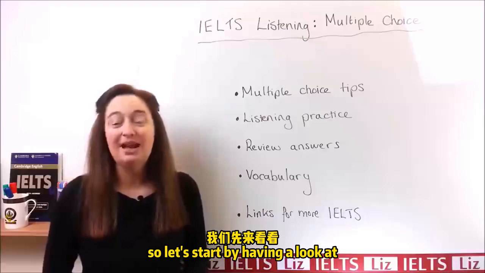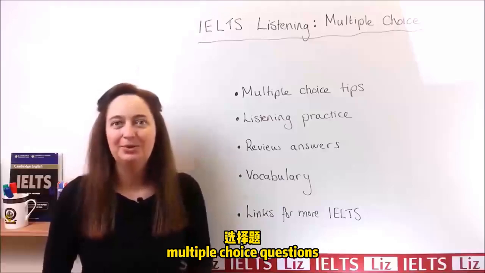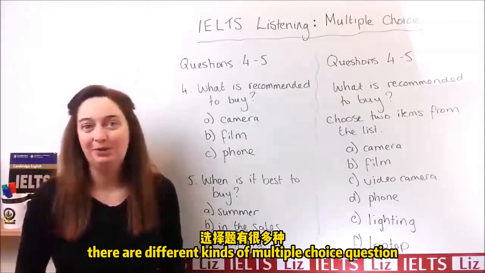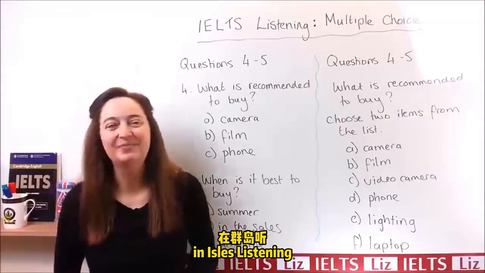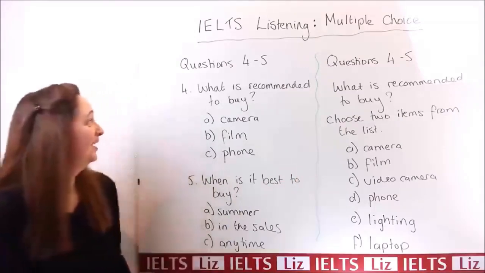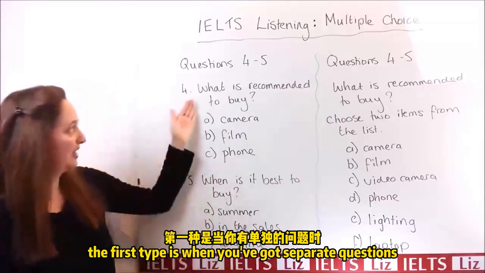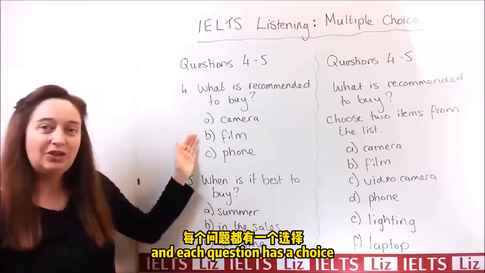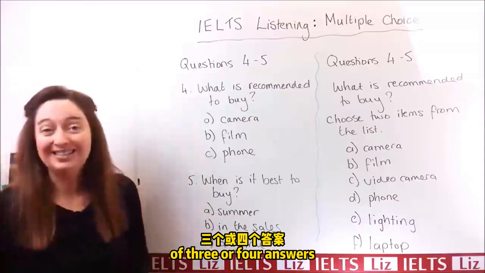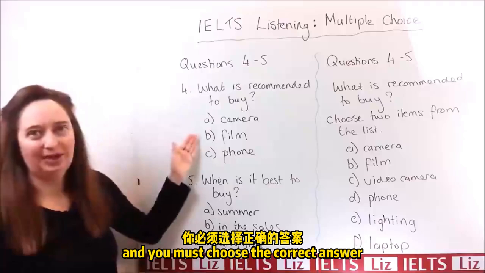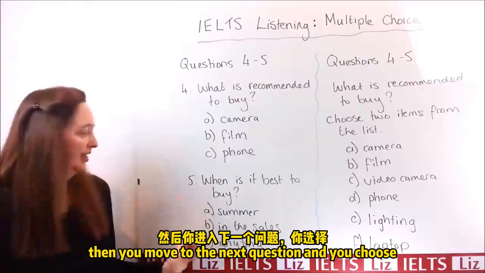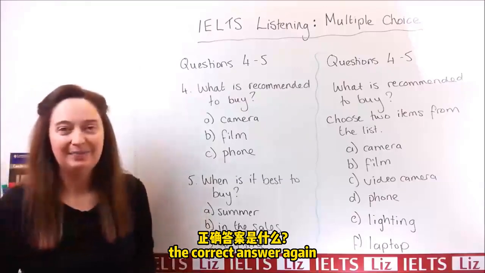So let's start by having a look at multiple choice questions. There are different kinds of multiple choice question in IELTS listening, and here are the two types of questions that you can get. The first type is when you've got separate questions, and each question has a choice of 3 or 4 answers, and you must choose the correct answer. Then you move to the next question and you choose the correct answer again.